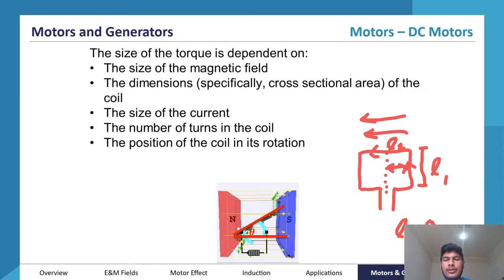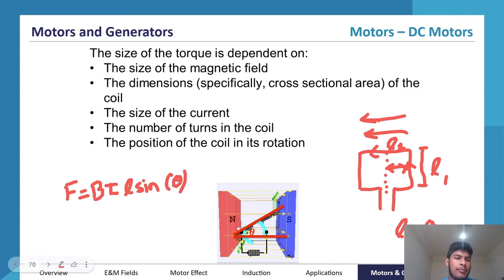The size of the current is important because, again, if you think back to the motor effect, F equals BIL sine theta. B, we talked about the magnetic field strength. Increasing that increases the torque. I is the current, so increasing the current increases the force on this individual conductor, thereby increasing the torque generated. The length we talked about because that's dependent on the area, or the area is dependent on the length. The number of turns in the coil is also important because real motors not only have just a single coil, they have a whole bunch of these coils all wrapped on top of each other.